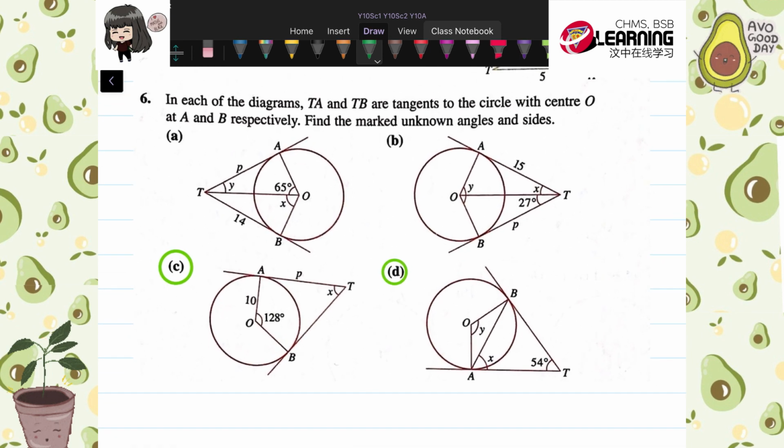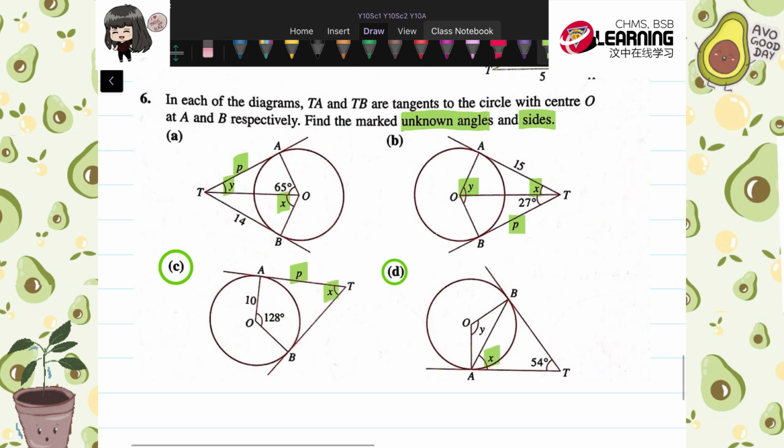I will pick a few questions. In this question, they are asking you to find unknown angles and sides. Basically what you need to find is p, x, y. This one is p and x only, and this one is x and y only. So I will do C and D.